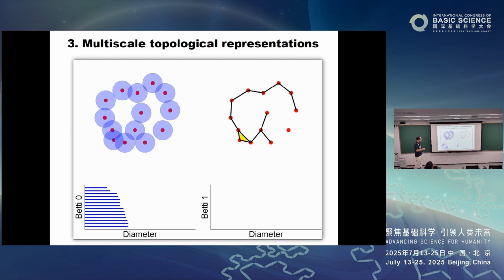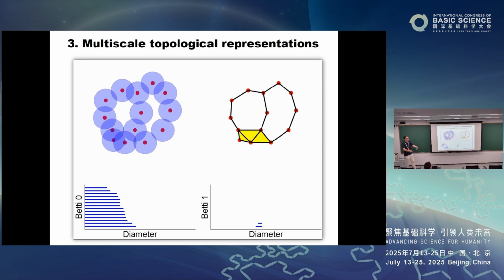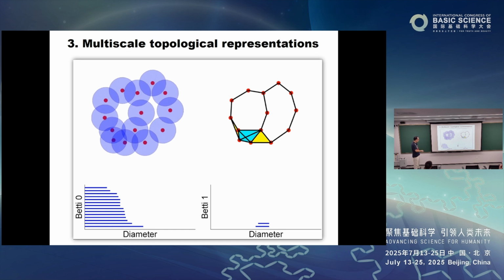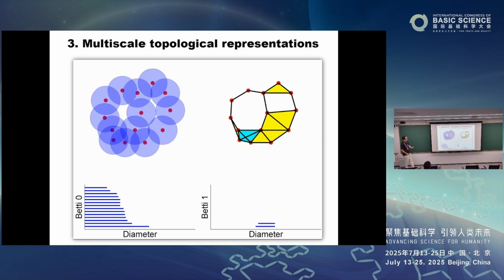And then when a certain cycle forms, you will contribute a bar in this Betti 1 diagram. Here you have 2 cycles, then you have 2 bars. So essentially, this is the information you can gain from this process. The length of the bar is roughly the size of the cycle. And then at each diameter, you count the number of bars. It will give you the corresponding Betti number in the different diagrams. So that's all the information you get through this process.